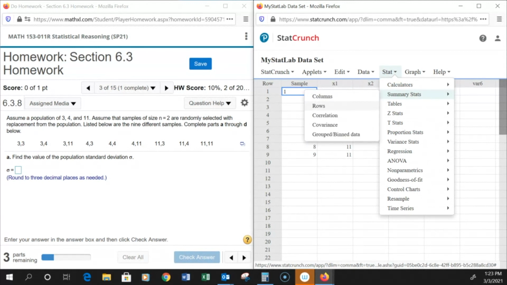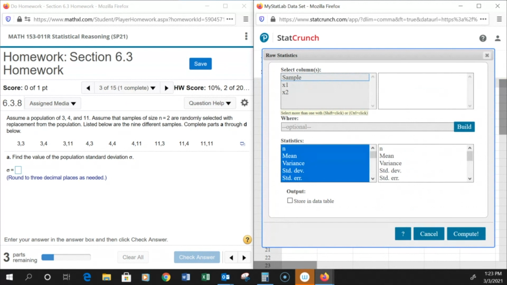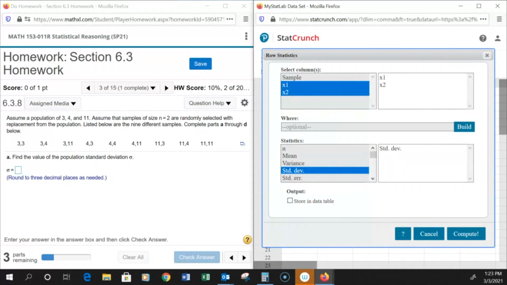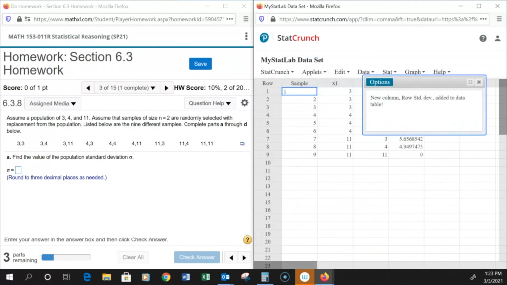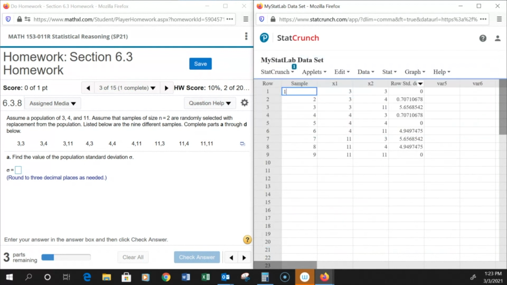These samples are listed in rows, of which this sample is just a convenience number to refer to them. These are the two values. We're interested in the standard deviation. We want to store it in the data table. You see how these go faster if you don't have to explain every single step. They added a new column. Nice, there it is. Let's sort this column ascending. They want to know the population standard deviation first. We know how to do that.